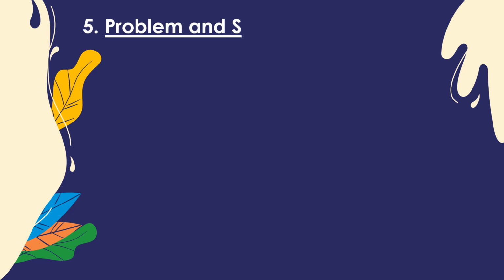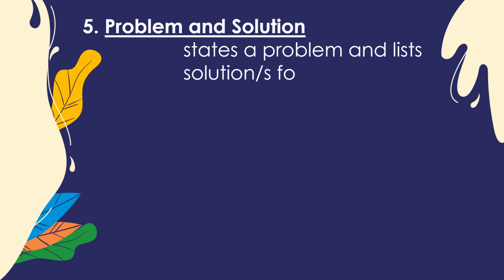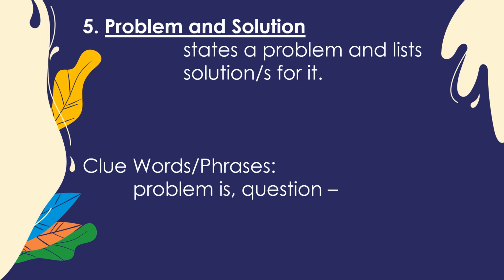And for number 5, problem and solution. It states a problem and lists solutions for it. The clue words and phrases are problem is, question and answer, so that, and if, then.